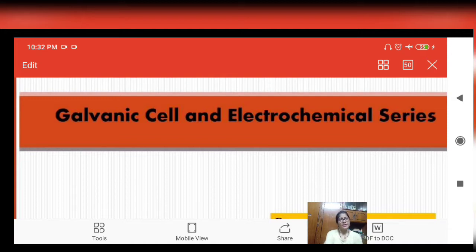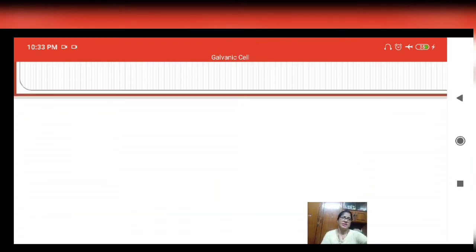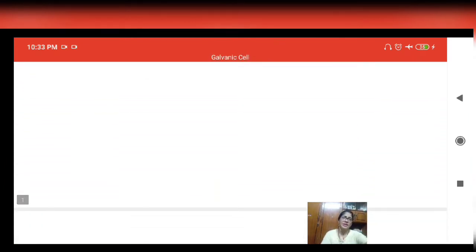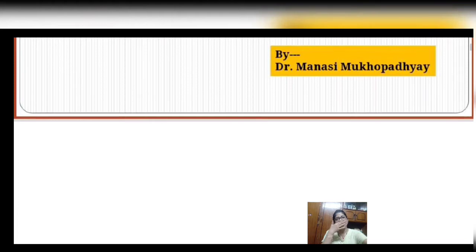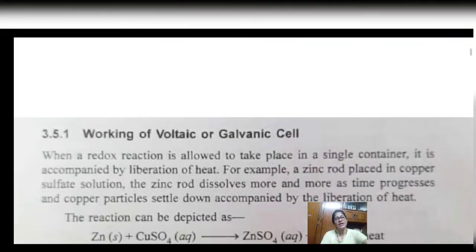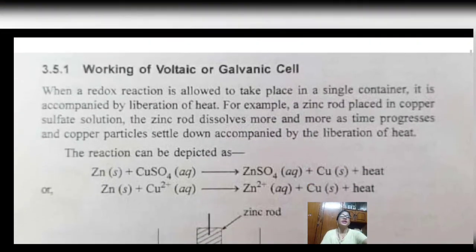Manushi. Today we will be discussing galvanic cell and electrochemical series. Now, what does a cell mean? A cell actually is a device which converts chemical energy to electrical energy. A cell is a device which converts chemical energy into electrical energy.